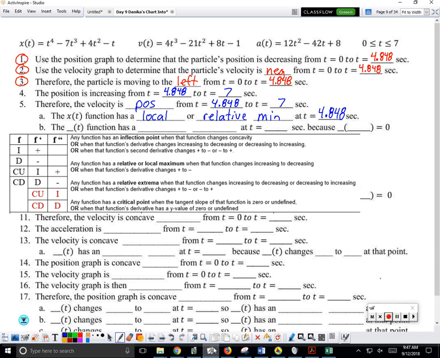So B says, the correspondence here is, if the position function has a local or relative min at this point, that also implies that the position function has a critical point. Let's show you what that means. So looking on your reference sheet, I guess I can make this a little bigger. I have to keep flipping back and forth.